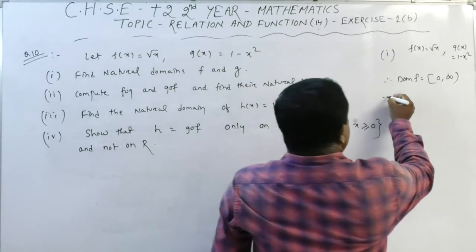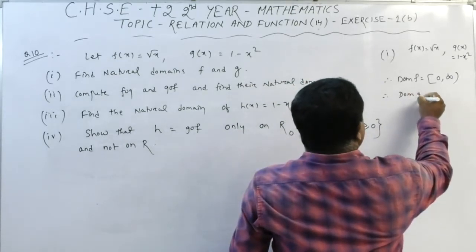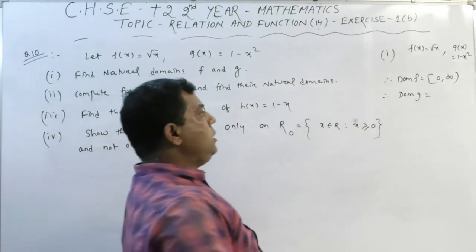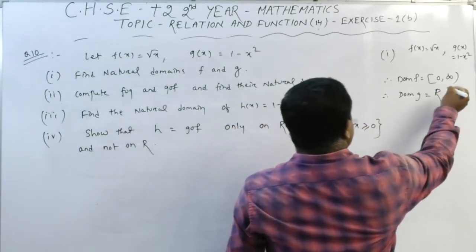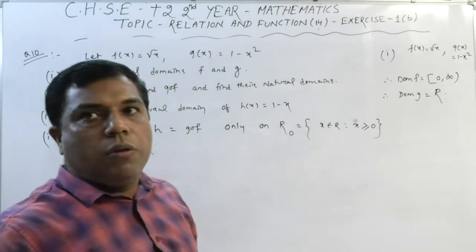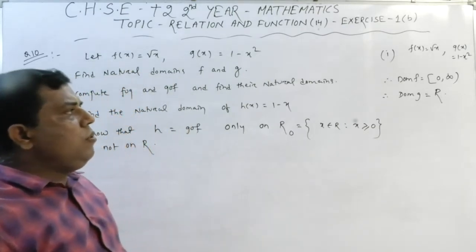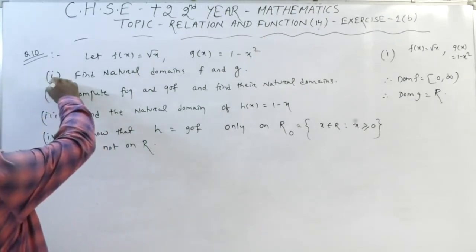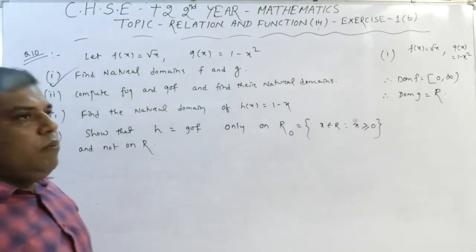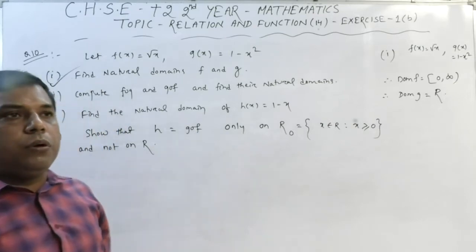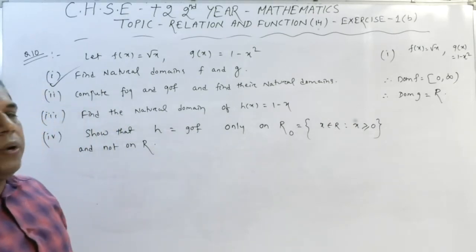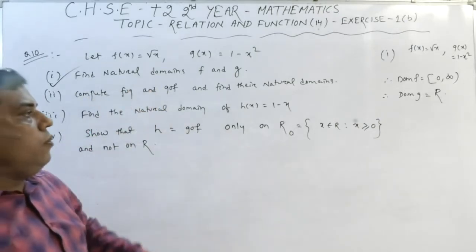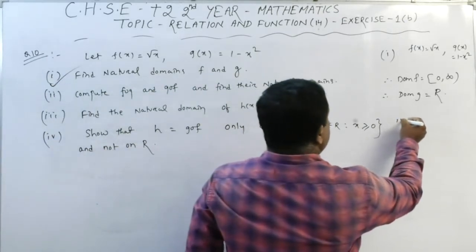Now similarly, the domain of g: as it is written in the form 1 minus x square, the domain of g is very clear, it is the set of real numbers. So now we are able to find the first option, the domain of f and domain of g, meaning what values I can input. Now we have to find f∘g and g∘f. That is the second option.